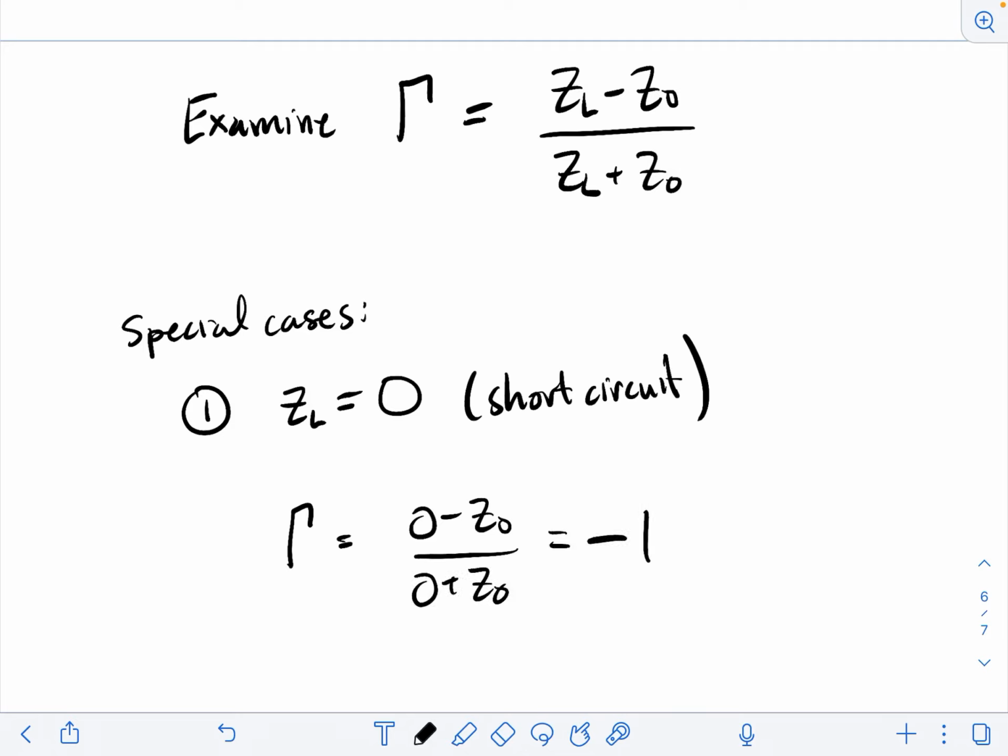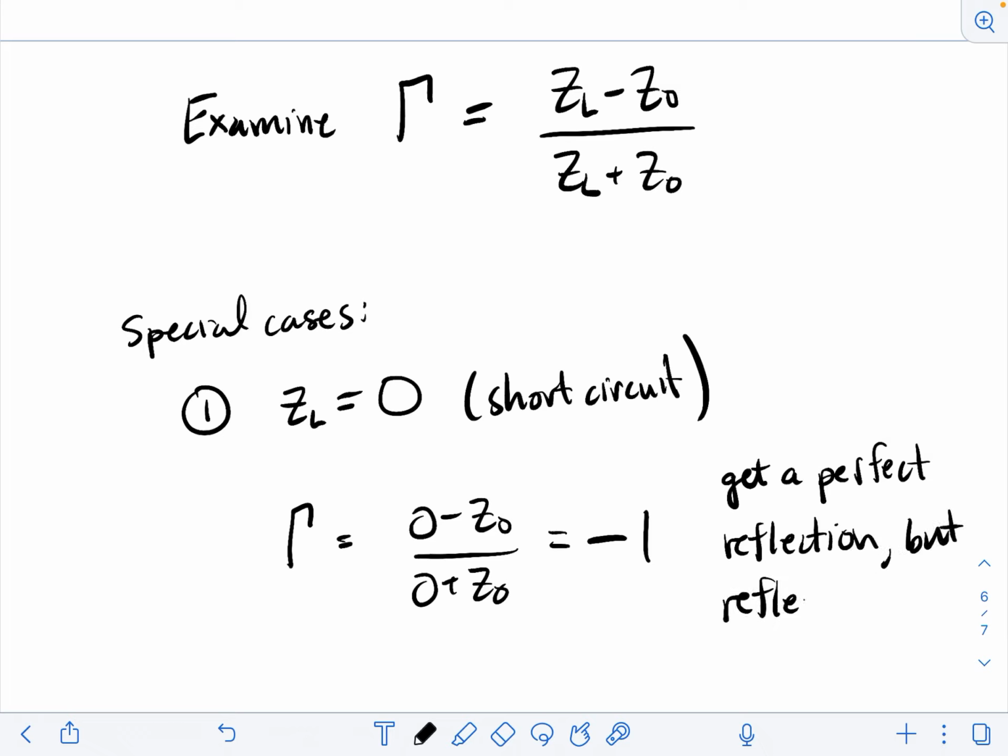And so what minus 1 means is that you have, first of all, a perfect reflection, but the negative sign means that the signal is inverted. I think in a future video, not too long down the road, I may try to set up some demonstrations to show you this. So in this case, we get a perfect reflection, but the reflected signal is inverted.